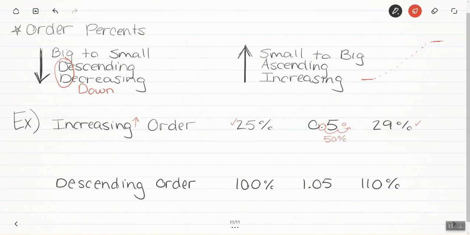And I need to go now increasing, which is smallest to biggest. So I have 25%, 50%, and 29%. Well, 25% needs to come first because that's smallest. 29% would come second. And then 50% would come third, but I need to make sure that I write it in its original form, which is 0.5. And this would be your answer. Go ahead, why don't you try the descending order and unpause when you're ready to check it.